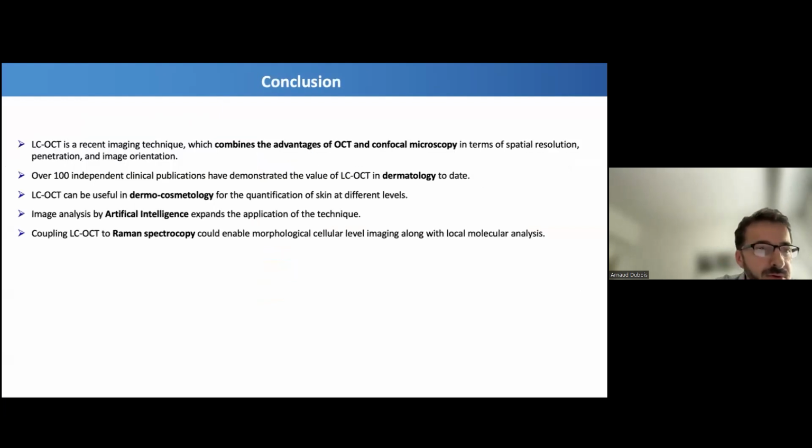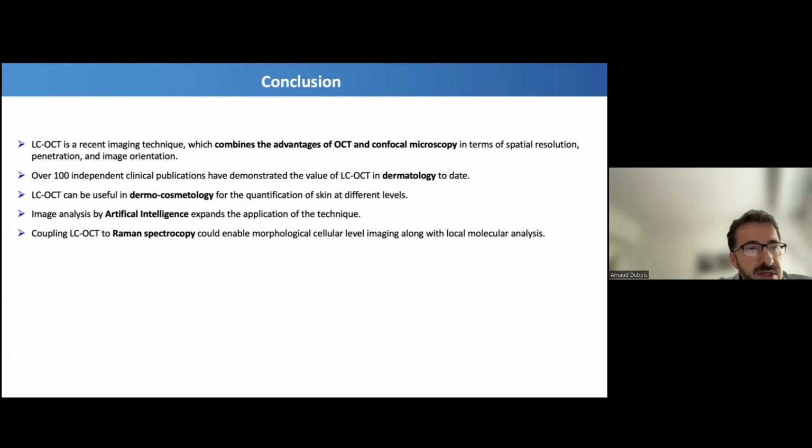To conclude this talk, LC-OCT is a recent imaging technique which combines the advantages of OCT and confocal microscopy in terms of resolution, penetration, and image orientation. Over 100 independent clinical publications have demonstrated the value of this technique in dermatology to date. LC-OCT can also be used in cosmetology for the quantification of skin at different levels. The use of artificial intelligence expands the application of the study, as we have seen.